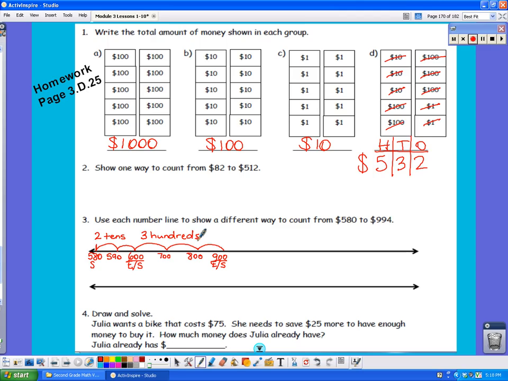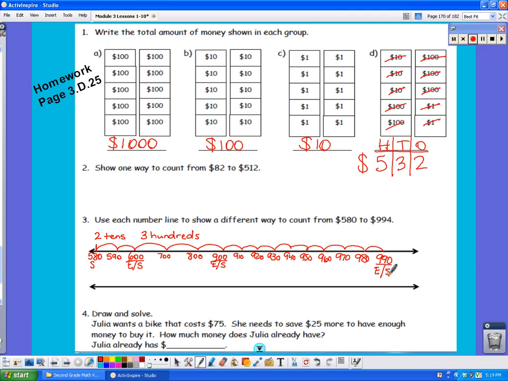Now that I've made it to 900, I need to get to 994. So I have 9 tens that I need to get to. So let's start counting by tens. 910, 920, 930, 940, 950, 960, 970, 980, 990. And I'm going to underline and put my ending because I'm ending counting by tens.